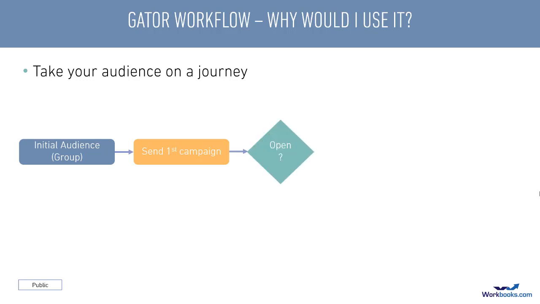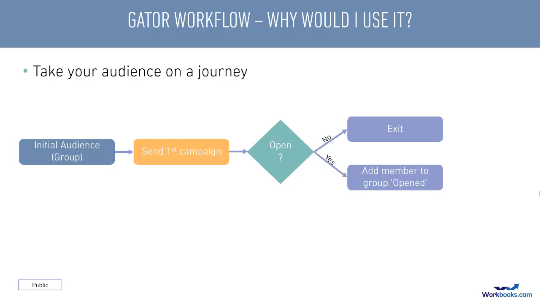You can include a condition in your workflow that checks whether or not the recipient has opened the email, and if they haven't, they can exit the workflow. If they have opened it though, they can be added to a new group, which we've called opened, but you can call it whatever you want. And then members of that new group are sent a different campaign.